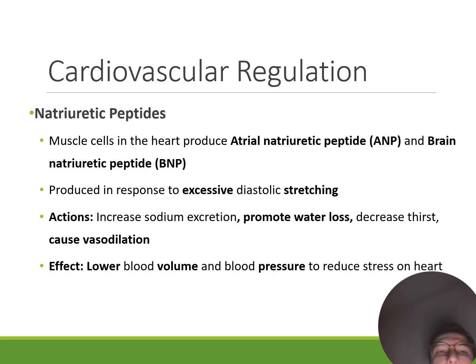So we took a look at that neuronal response to increase blood pressure. Let's take a look at the natriuretic peptides that are used to decrease blood pressure. All the previous hormones, again, were used to increase blood pressure, to increase circulation. The natriuretic peptides, on the other hand, act to decrease blood volume, and if we decrease blood volume, we're decreasing blood pressure. Muscle cells in the heart produce two kinds of peptides, and those are atrial natriuretic peptide and brain natriuretic peptide. The peptides are produced in response to excess diastolic stretching. So extra stretching when the heart is relaxed. This means that there must be too much blood flow into the heart.